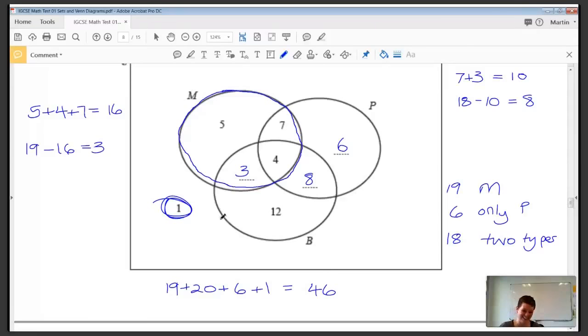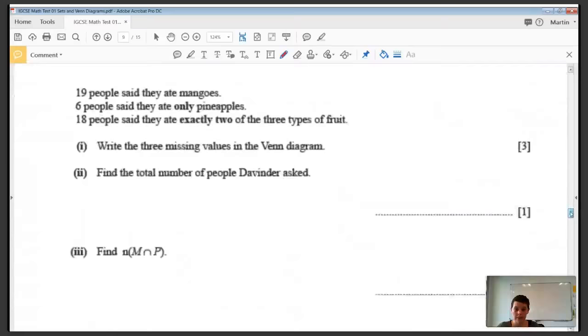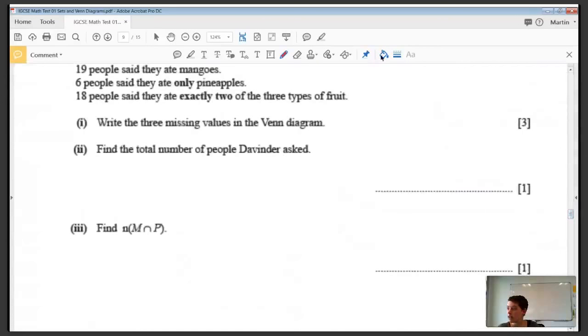Okay, brilliant. So that is actually the perfect mistake for you to make, Luke, because it's a perfect mistake for this question to miss that 1 sitting in the universal set. So really do take care when you're adding up numbers in a Venn diagram to get the 1 in the universal set. In this case, the boring person who didn't eat any fruit at all. So we've now got our total of 46.